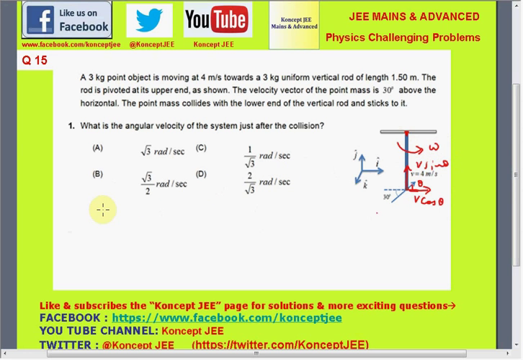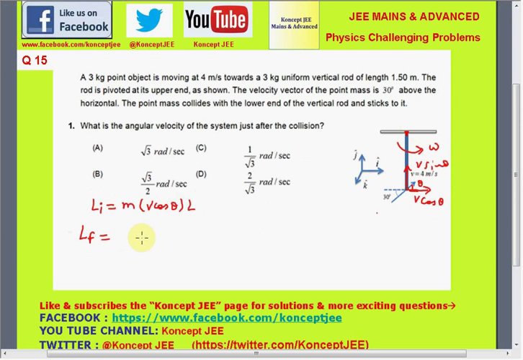Okay, so the initial angular momentum, let's say Li, due to this point mass is m v cos theta into L, right? And the angular momentum due to this vertical component of velocity is 0. So it's very clear. Now the final angular momentum of the system, when this point mass sticks with this rod and the entire system, rod as well as the point mass, rotates with some angular velocity omega.